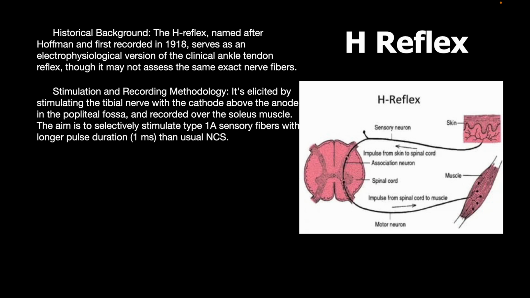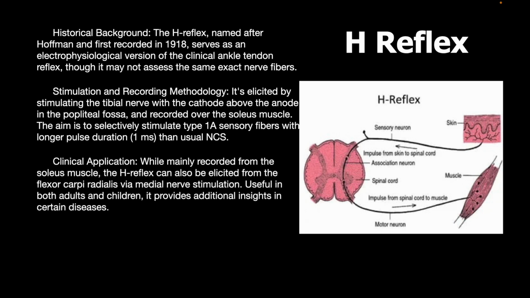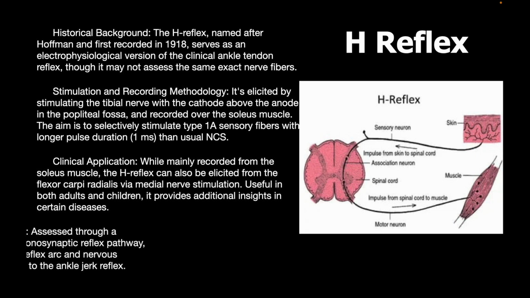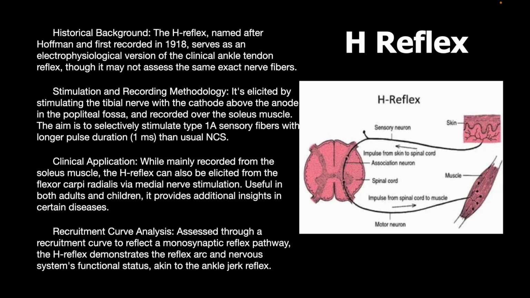The aim is to selectively stimulate the 1A sensory nerves with a longer pulse duration, that is 1 millisecond, than the usual NCS. While mainly recorded from the soleus muscle, the H reflex can also be elicited from the flexor carpi radialis via median nerve stimulation. It is useful both in adults and children, and it provides additional insight into certain disease processes. Assessed through a recruitment curve to reflect a monosynaptic reflex pathway, the H reflex demonstrates the reflex arc and the nerve function akin to an ankle jerk.